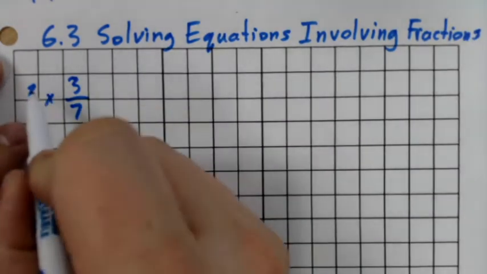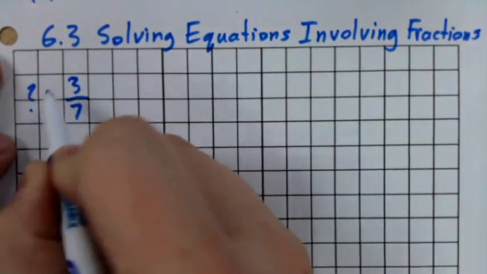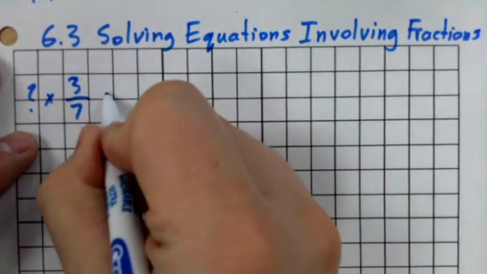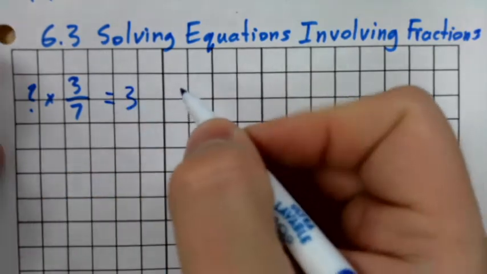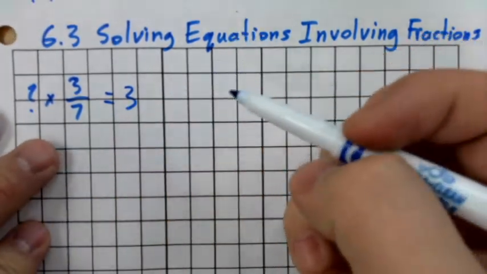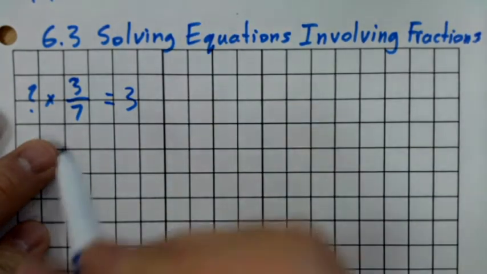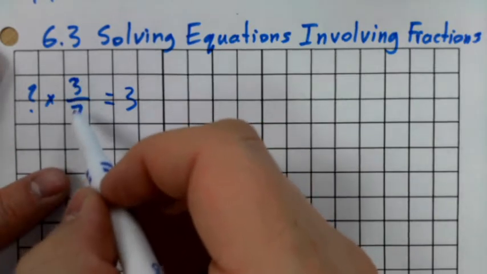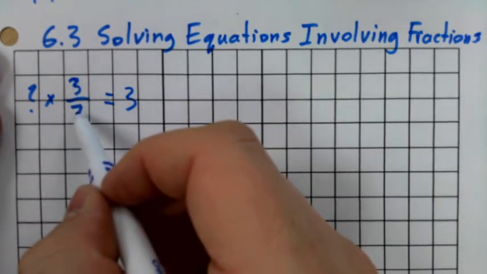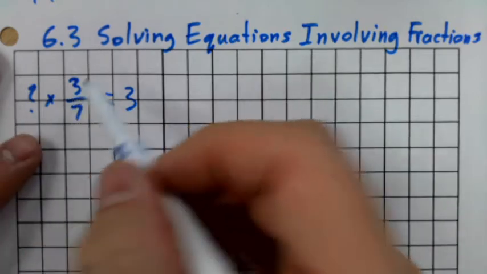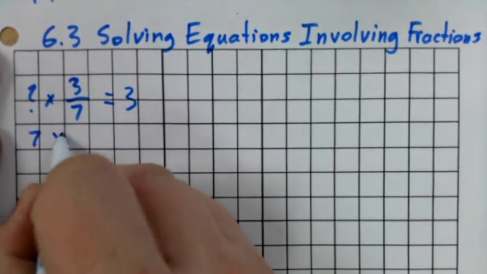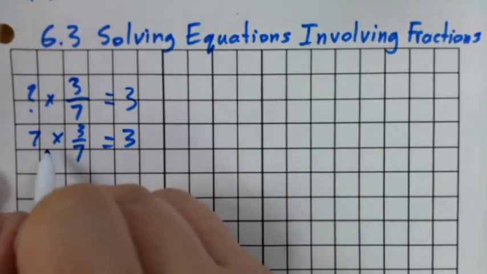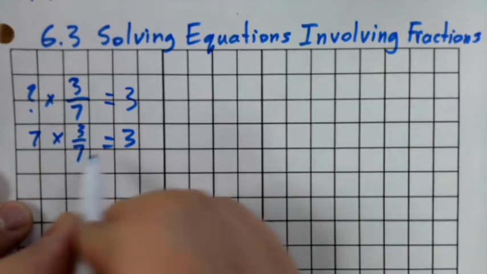If I were to ask you, what could you multiply by 3 over 7, this fraction here, to make it equal to 3? Try it out. Well, if you think about it, 3 over 7 is kind of like 3 divided by 7. So to get rid of the divide by 7, you'd have to multiply by 7, right? 7 times 3 over 7 equals 3. Take 7 times 3, then divide by 7, you'd end up at 3.